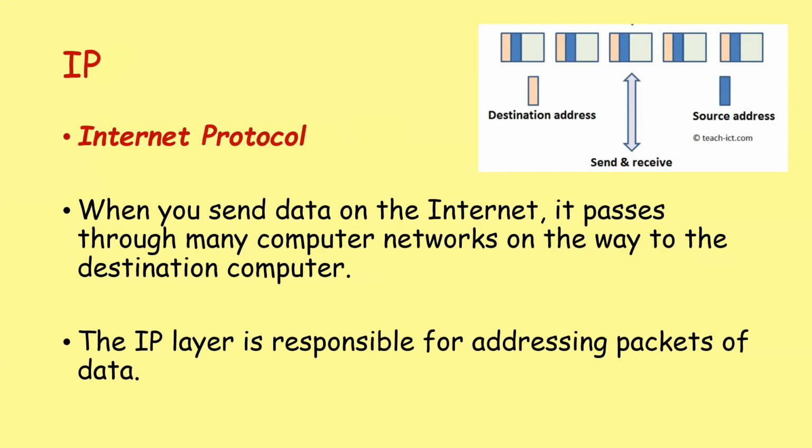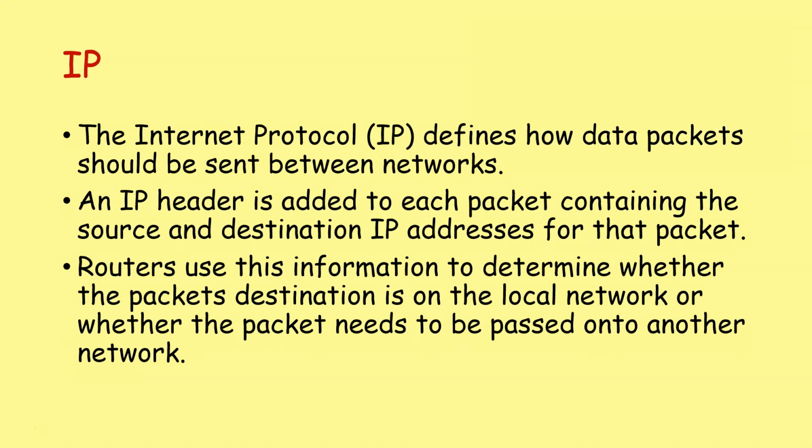Next one up is the IP, the Internet Protocol. When you send data on the Internet, it passes through many computer networks on its way to the destination computer. Basically, it goes from router to router to router until it arrives at the correct destination. The IP layer is responsible for addressing packets of data. It can add a destination address and a source address to all the data packets that it has received from TCP. The Internet Protocol defines how data packets should be sent between networks.